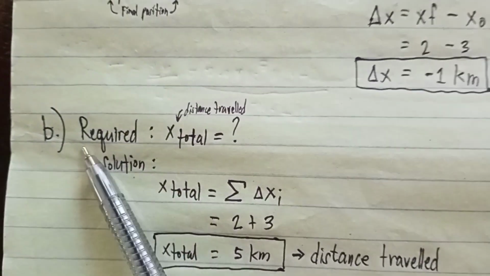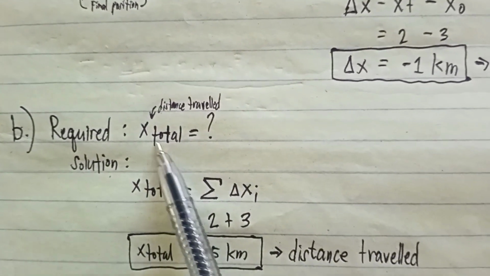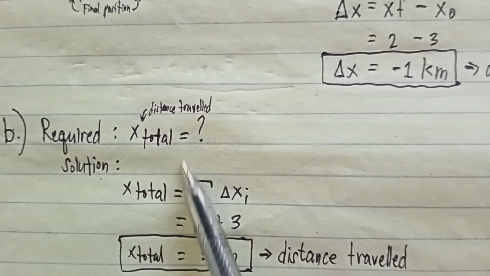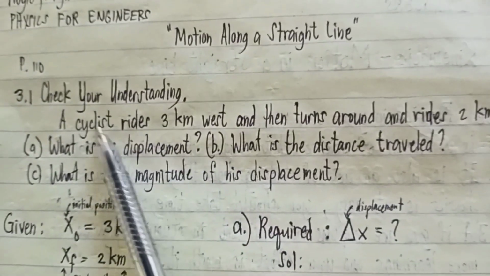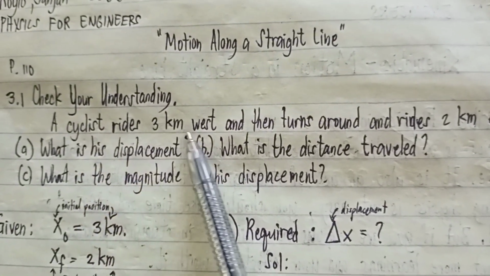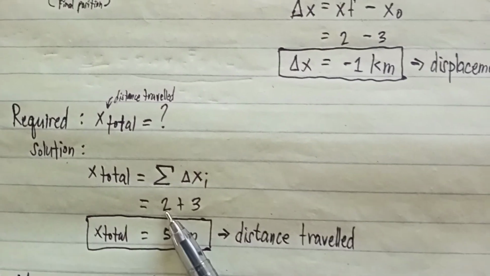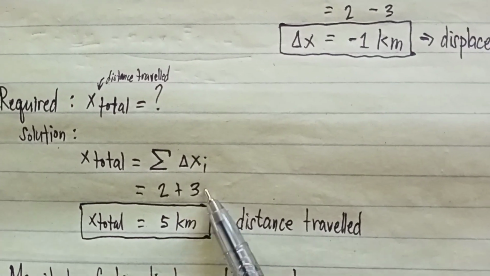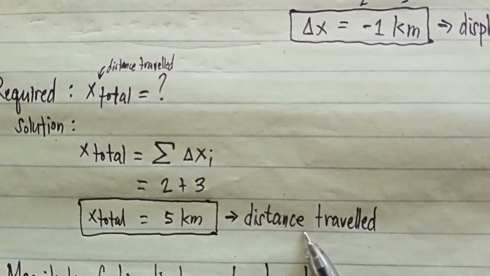Letter B. Required here is the distance traveled. So the total, how much was traveled altogether. Then we know that the cyclist rides 3 km west and then turns around and rides 2 km east. So 2 kilometers plus 3 kilometers equals 5 kilometers. So 5 kilometers is the distance traveled.